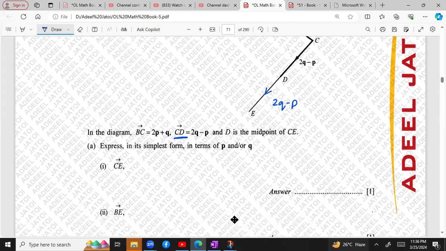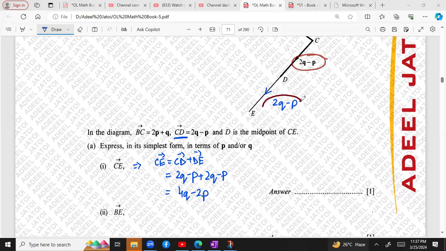So from C to E, we can write CE as CD plus DE. CD is 2Q minus P. Similarly, DE is also 2Q minus P. So the end result will become 4Q minus 2P. Remember, since D was the midpoint, whatever the magnitude is from C to D, it will be the same from D to E as well.